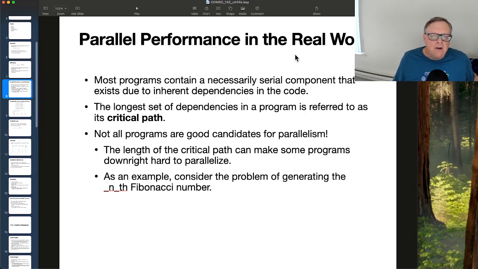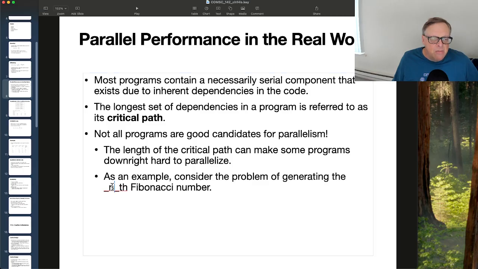All right, now in the real world, of course, you never get that 100% efficiency because there are parts of your code that cannot be parallelized. And that's what they call the critical path. The part of your code that requires, for example, one example comes up later. Oh, here it is, the nth Fibonacci number.